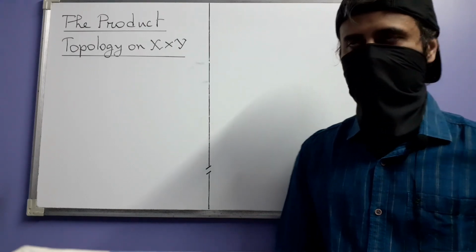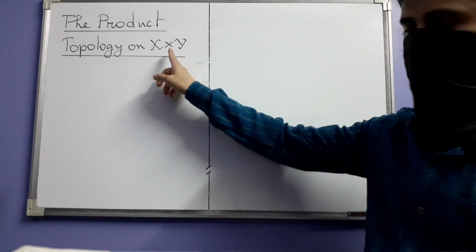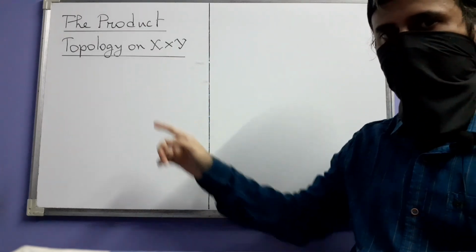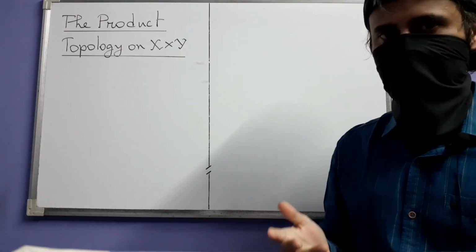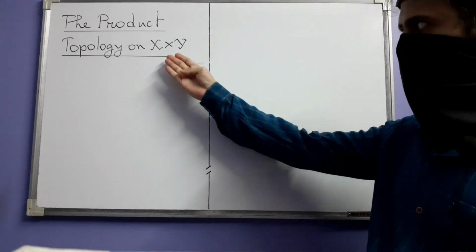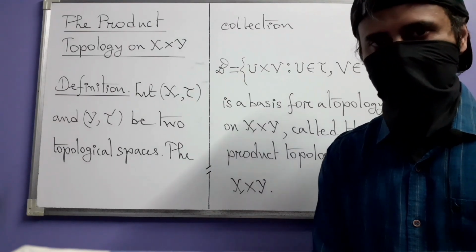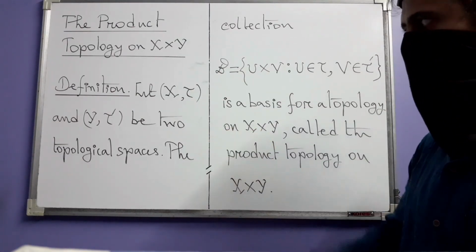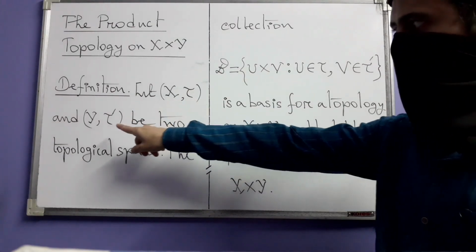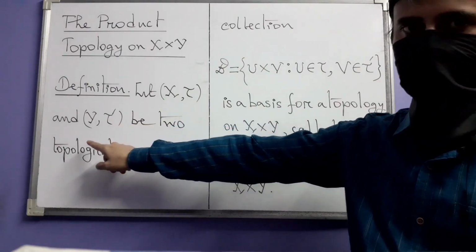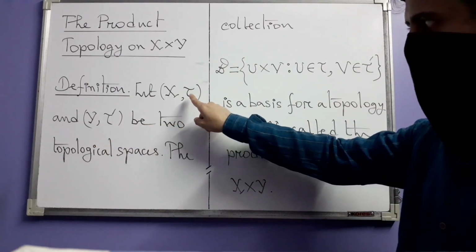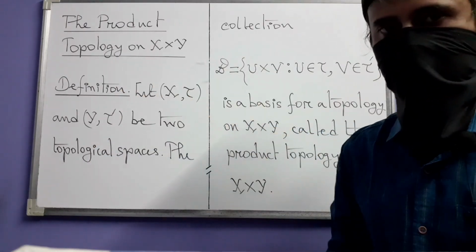The next topic is the product topology on X times Y. If X and Y are two topological spaces, then there is a natural topology on their Cartesian product. And to describe that topology, we have this definition. So, say X and Y are two topological spaces with their respective topologies tau and tau prime.